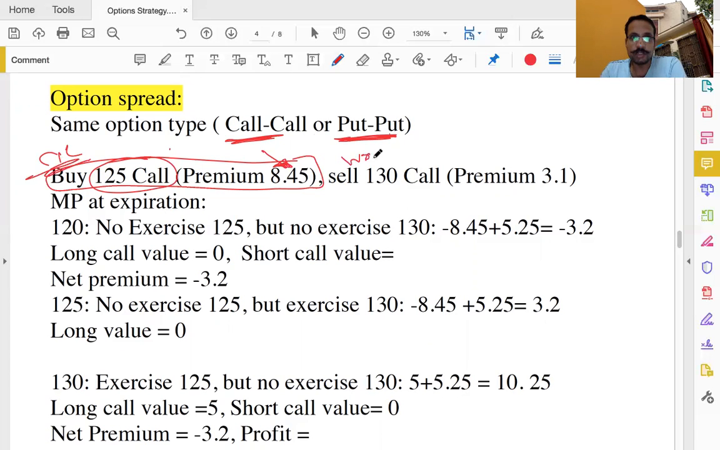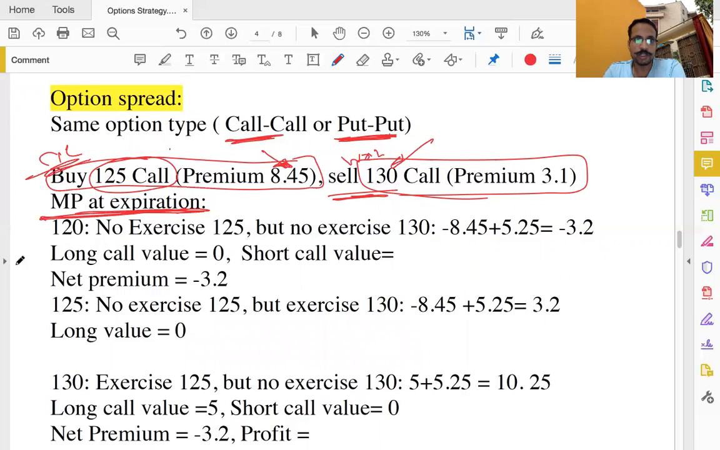We write another call at a higher strike price for which the premium is 3.1 and the strike price is 130. Now what happens at the expiration if the stock price is 120? In case the stock price is 120, I have a call bought at 125. That means I'm not going to exercise this, and the one to whom I have sold this 130 call is also not going to exercise this because market price is in any case lower than 130. So nobody is going to exercise the calls.